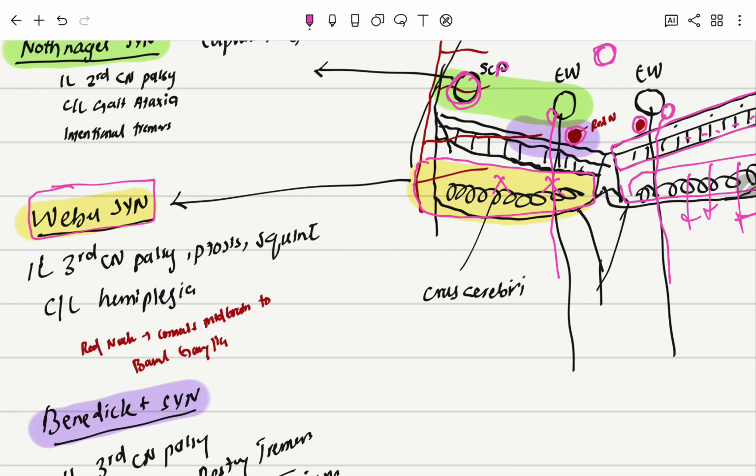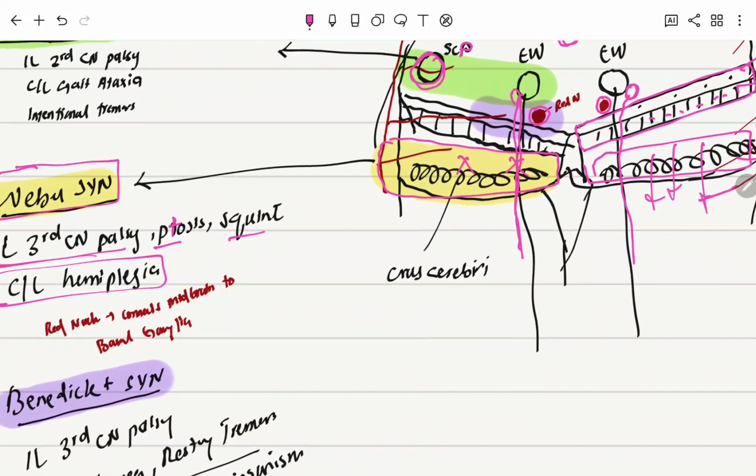What happens in this is that there is ipsilateral third nerve palsy, as the cranial nerve is passing through this area. So there will be ptosis, there will be squint, and there will be contralateral hemiplegia. So Weber syndrome is basically ipsilateral third nerve palsy and contralateral hemiplegia, right? So this is called the Weber syndrome.